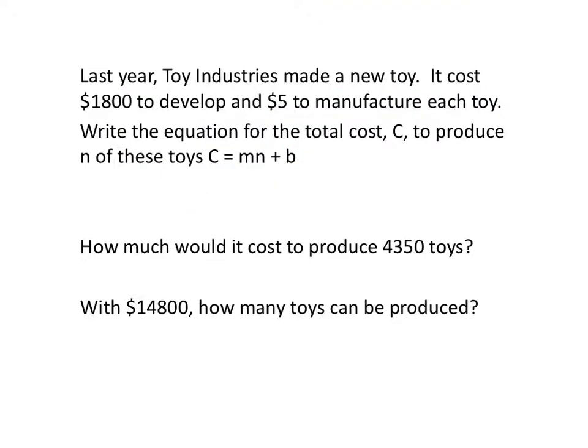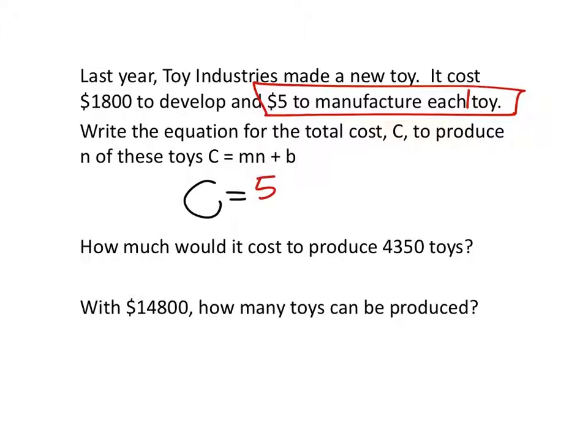Last year, Toy Industries made a new toy. It cost $1,800 to develop and $5 to manufacture each toy. Write the equation for the cost to produce n of these toys, c equals mn plus b. So it's just y equals mx plus b, but instead of y, we got a c. And on this one, we want the slope, which again is a rate, right? This right here is the rate, $5 for each one toy. So that would be $5 for one toy. That's just 5.